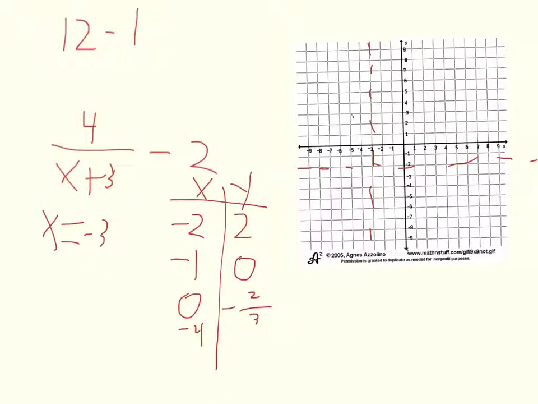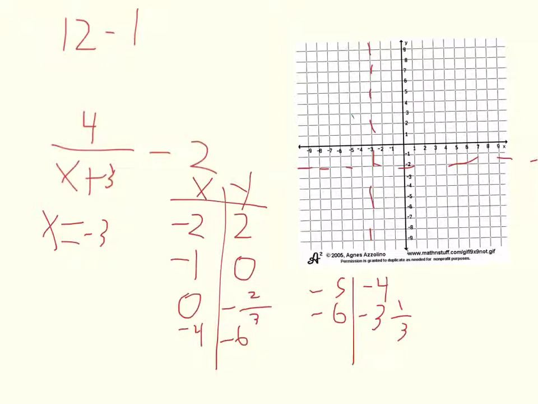Negative 4 plus 3 is negative 1. 4 over negative 1 is negative 4. So it would be negative 6. Then negative 5 plus 3 is negative 2. So 4 over negative 2 is negative 2, minus 2 is negative 4. And then we move on to negative 6. Negative 6 plus 3 is negative 3. So that would be negative 1 and 1/3. And then that would be negative 3 and 1/3.